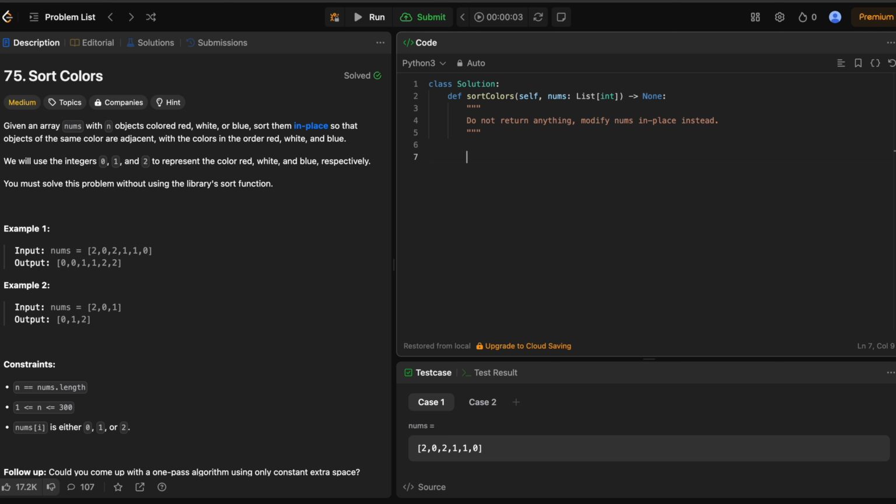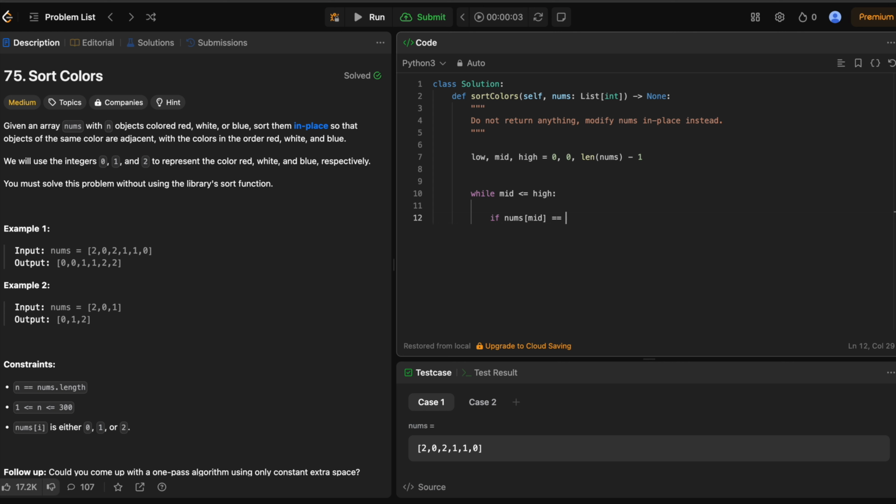One take. Let's see if I can get it. Okay, so we're going to start with initializing our variables, low, mid, and high. These are going to be equal to 0, 0, and the length of nums minus 1. Okay, so we're going to go while mid is less than or equal to high. Now we have if nums of mid.